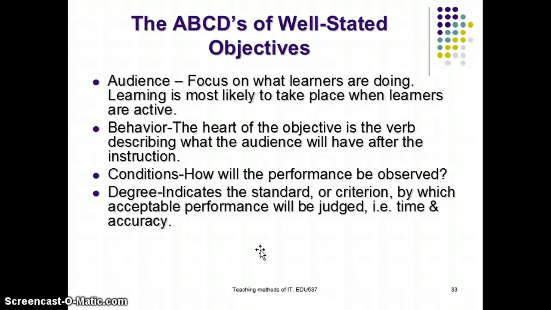Learning is most likely to take place when learners are active. Behavior: the heart of the objective is the verb describing what the audience will be able to do after the instruction. Conditions: how will the performance be observed. Degree indicates the standard or criterion by which acceptable performance will be judged, i.e. time and accuracy. So that's the ABCDs of well-stated objectives.